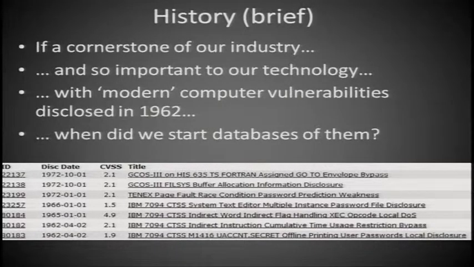So these are important to our technology, as I said, and modern computer vulnerabilities were disclosed in 1962. There's actually some in our database that go before this, for fun: the Enigma, the Marconi wireless telegraph, fascinating stuff. But not for everyone. So when did we actually start creating databases of them?